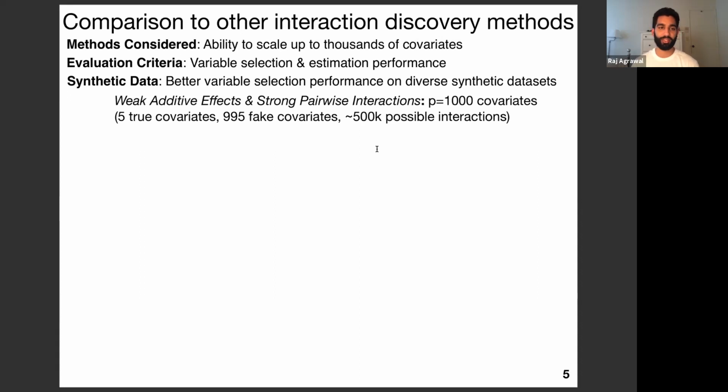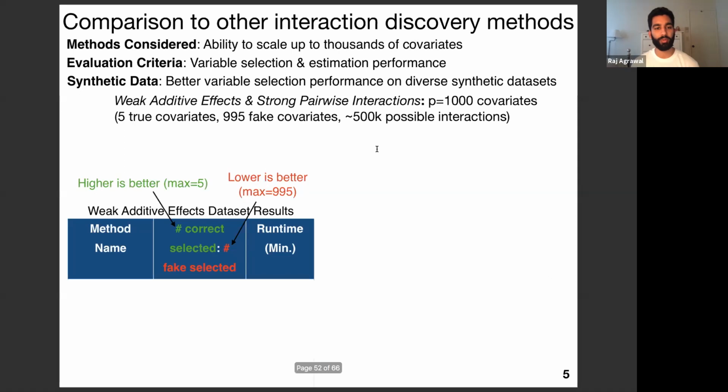So in terms of variable selection performance, in green, we look at how many of the covariates that actually drive the response in either main effects or interaction effects a method picks up. Here, the maximum is 5 and higher is better. And in red, we look at how many covariates that don't have any influence on the response a method picks up. So lower is better here, and the max you can have is 995.